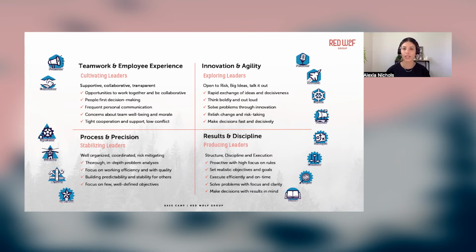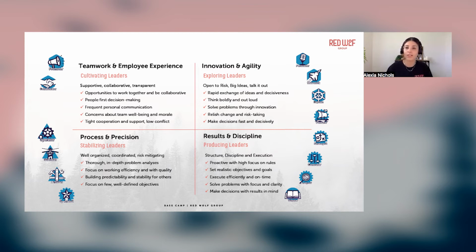So now looking at what we would call your exploring leaders. So these people are really open to risk. They will have big ideas and want to talk out those ideas. So they're quite innovative in terms of their approach, and really enjoy having that rapid exchange of thoughts, opinions, and really getting it all out of their mind. They're going to think quite boldly. So like I said, they're going to be quite innovative. They're going to be thinking big picture.